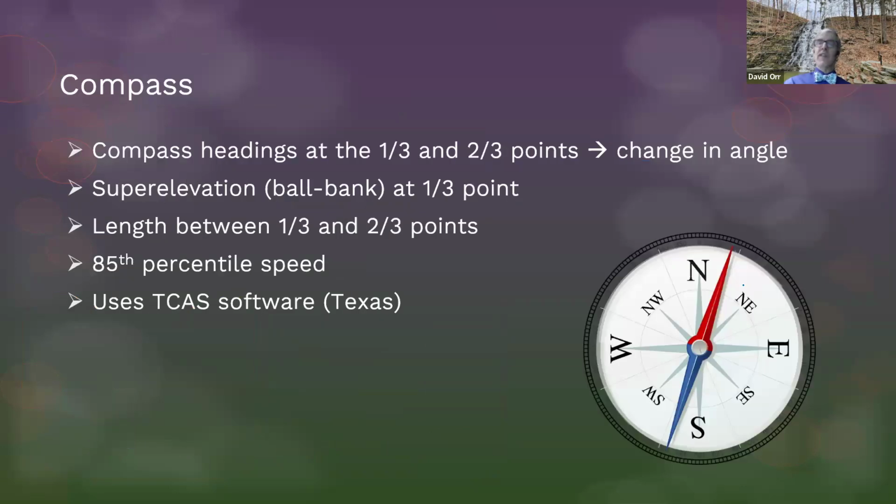There's a compass method which is available. This is based out of Texas. Texas uses this where you actually do compass headings at the 1/3 and 2/3 points within the curve. You do a change angle. You calculate super elevation with the ball bank or with the level. You get the length between those points, and then you use some software to calculate it out. It's using the design equation to some extent, and I don't have a link to it because I couldn't find a free copy on the web. I don't want you to have to pay for something. So if you'd like to, you can go look that up. There's reports on it, but essentially it's using very, very similar kinds of equations based upon compass points and curves.